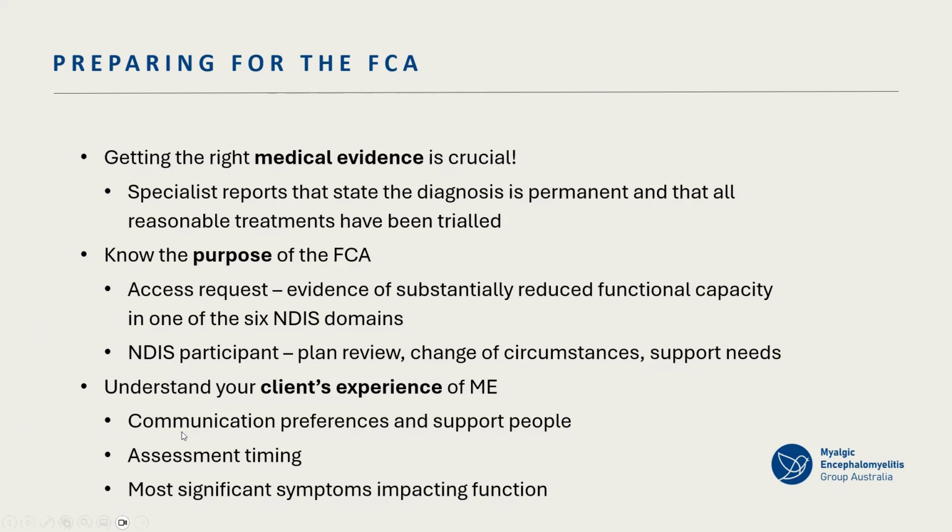But in terms of just preparing for your FCA as well, you really need to have a clear idea of the purpose of the FCA. When it comes to access requests, what we're looking for is gathering evidence of substantially reduced functional capacity in one of the 6 NDIS domains. I'm going to talk about that separately on the next slide, because I'll bring up those domains for you and talk you through it.